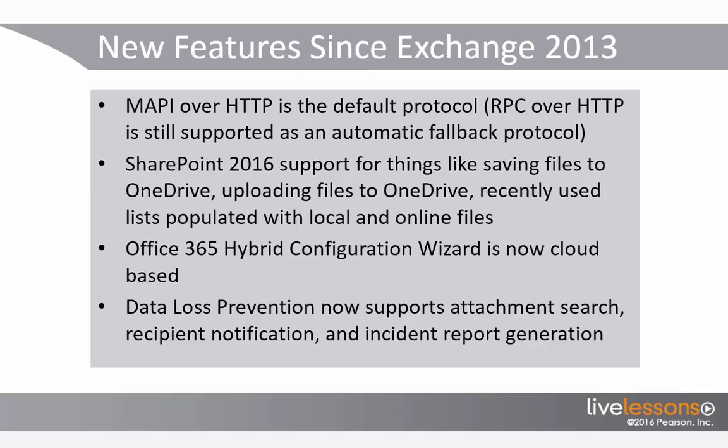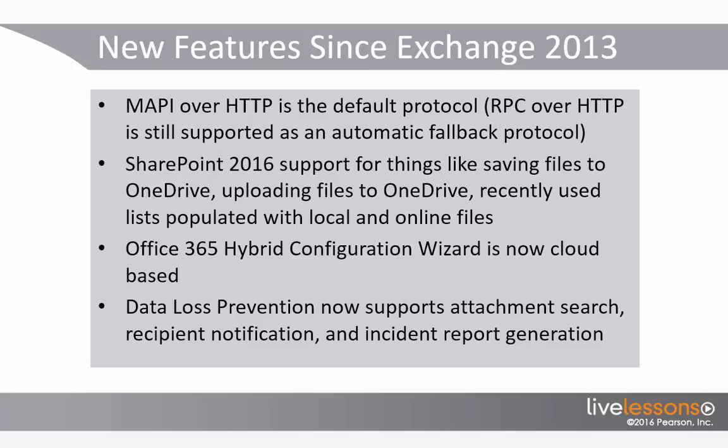So, what are some other new features? Well, for one thing, MAPI over HTTP is now the default protocol. Previously, RPC over HTTP was used, and that is still supported as an automatic fallback option for devices that don't support MAPI over HTTP. Also, over the last several versions of Exchange, Microsoft has tried to give us a bit of SharePoint integration, and that tradition has continued. So now we have SharePoint 2016 support for things like saving files to OneDrive, uploading files to OneDrive, and recently used lists populated with both local and online files.